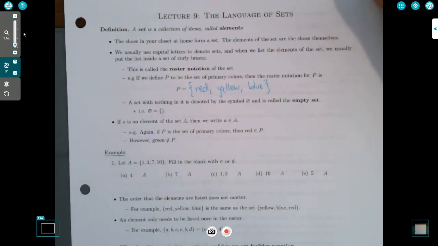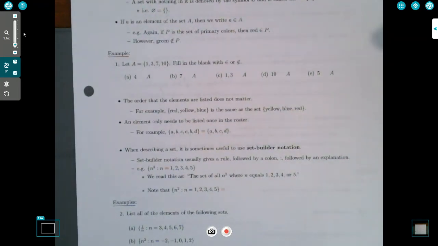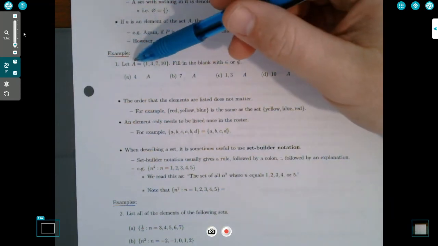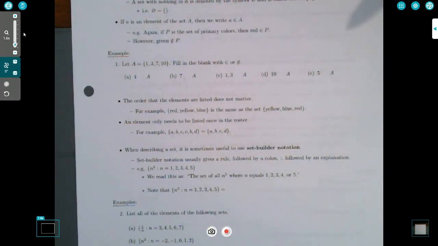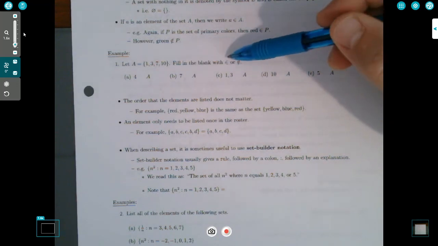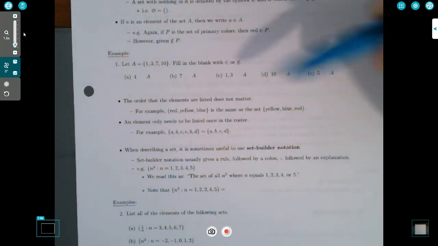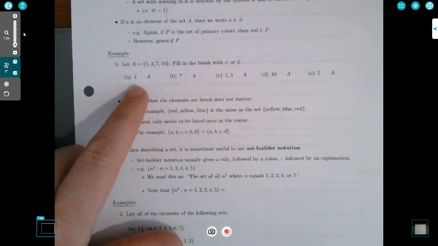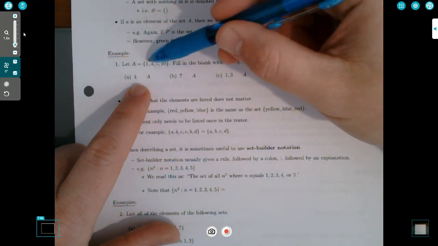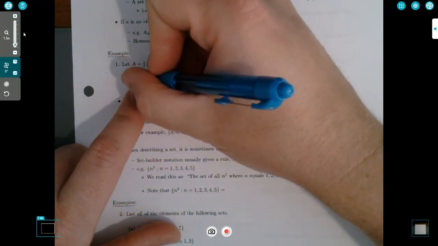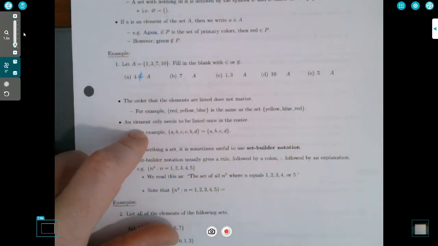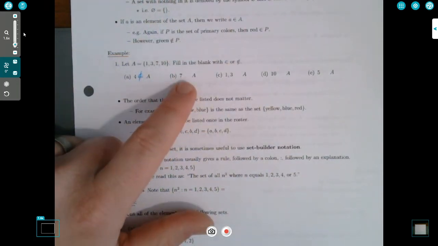So let's practice with that a little bit. Okay? So let's say that A is the set 1, 3, 7, and 10. And then let's fill in the following blanks with an element or not an element, right? So for this first one, we have 4 blank A. And so the question is, is 4 an element of A? And the answer is no, right? 4 is not in A. So we would say 4 is not in A. It's not an element of A. What about 7? Yeah, 7 is in A. So we would say 7 is an element of A.